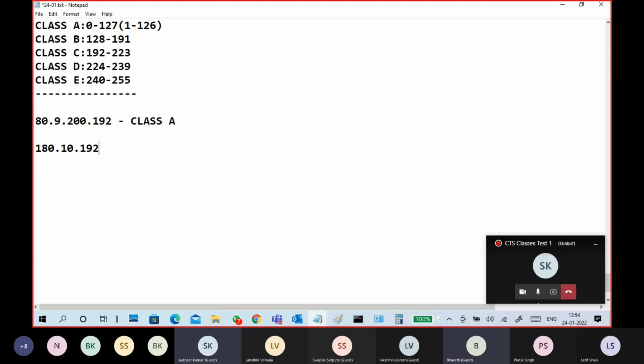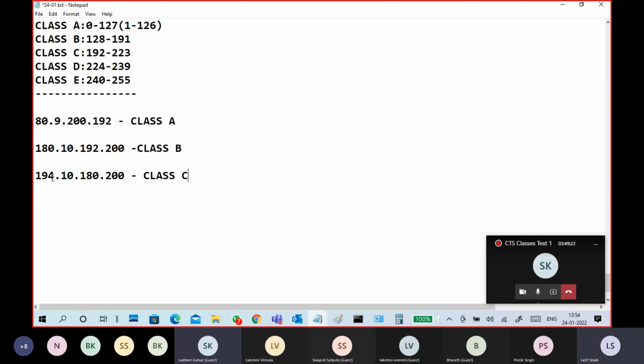Class B. Very good. Look at the 180. 180 is between this range, 80 is between that range, and 180 belongs to class B. Next, 194.10.180.200. Class C.